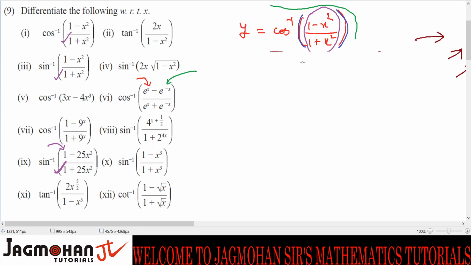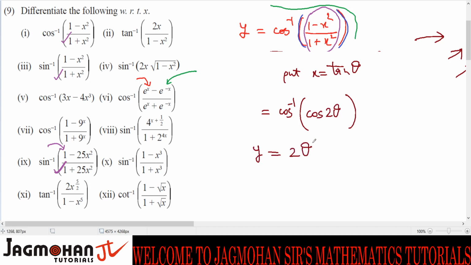For example, if I write here put x as tan theta in this, what will happen? This will become cos inverse of 1 minus tan square theta upon 1 plus tan square theta, which is actually cos 2 theta. So it became simply 2 theta. And what is theta here? Theta is tan inverse x. This I will explain in much more detail in the next video. Okay, thank you.